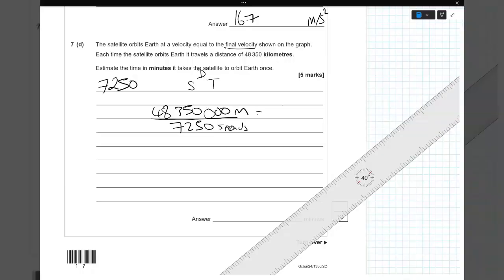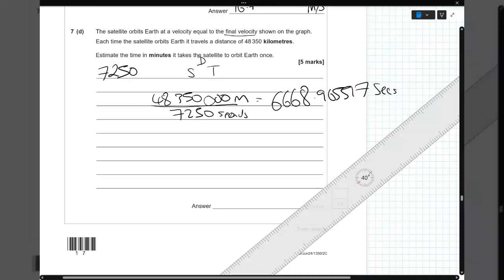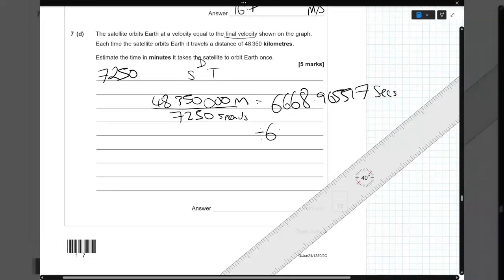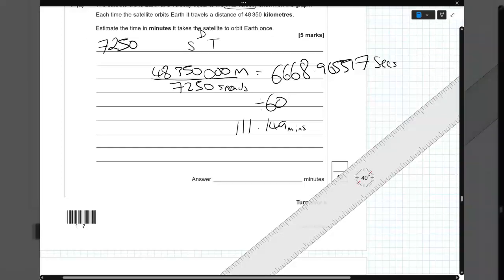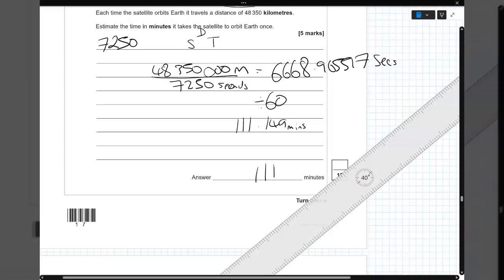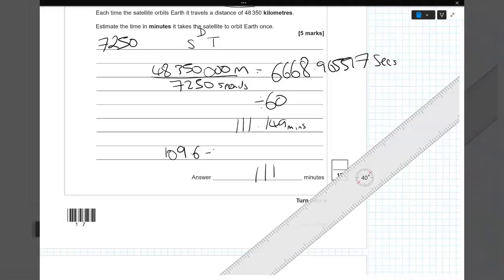Right, 6668.965517 seconds. I'm not going to risk trying to spell that again. And then if we divide that by 60, it's going to give us our minutes, which is 111.149 minutes. So I'd put 111, and our mark scheme is going to accept 109.6 to 112. So my answer has just fallen in there.